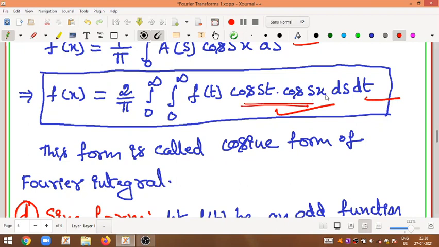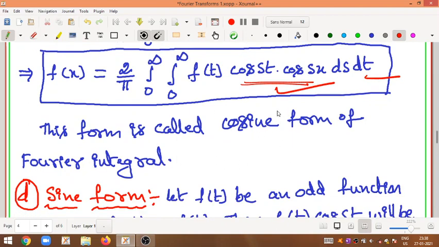cos st into cos sx. I am taking a c here. This is called cosine form. In the cosine form, both are cos. Observe carefully: the cosine form of the Fourier integral. If it is clear, I will move on to the next one.